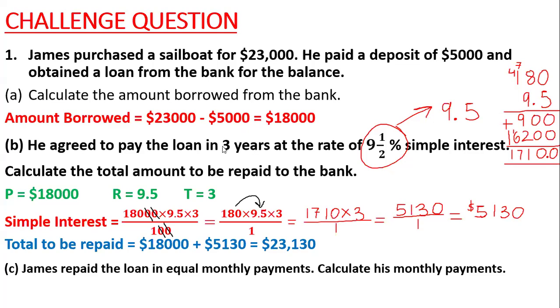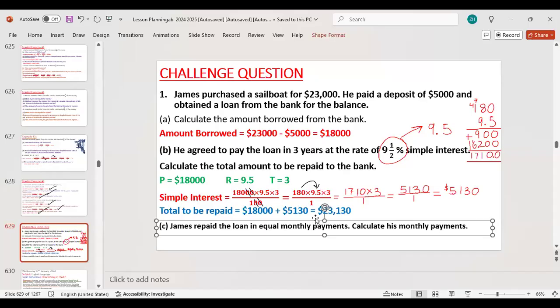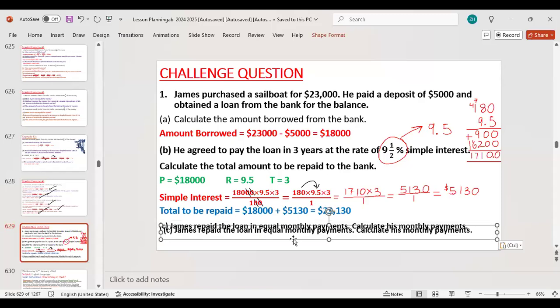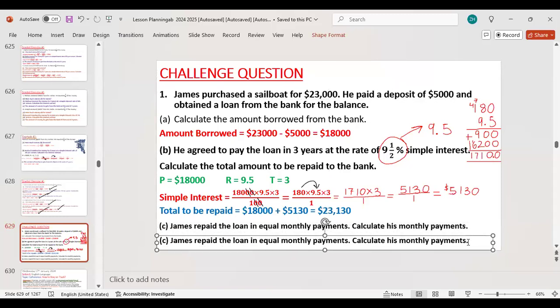So we have to figure out how many months he has to pay this off. Remember, he has to pay $23,130 in 3 years because he borrowed it. So how many months is that? Right, 36. That's 36 months. So since it's 36 months, let me show the number of months. Remember, each year has 12 months.